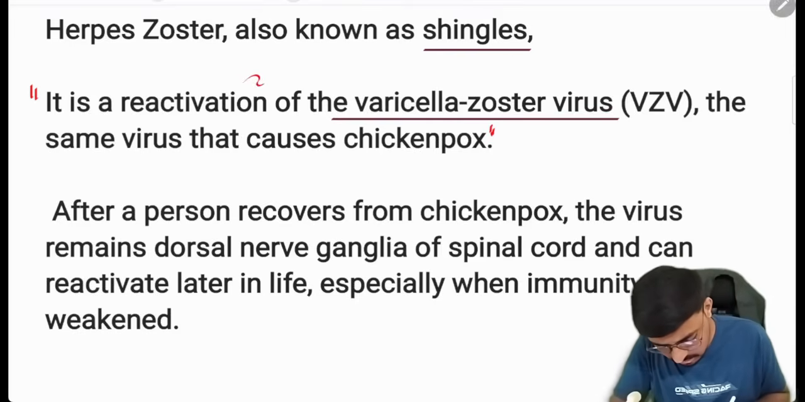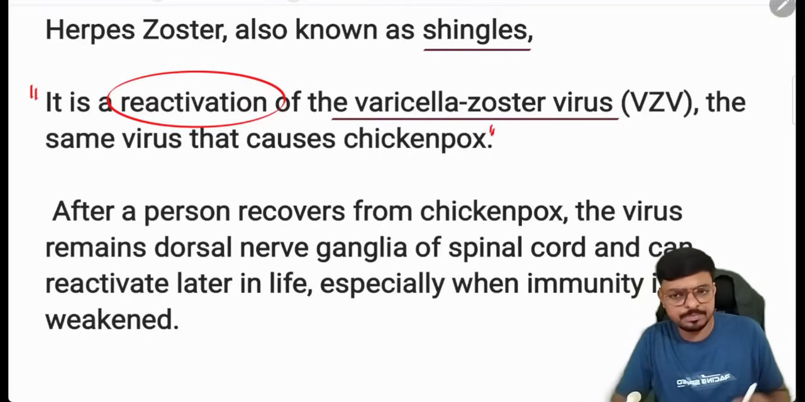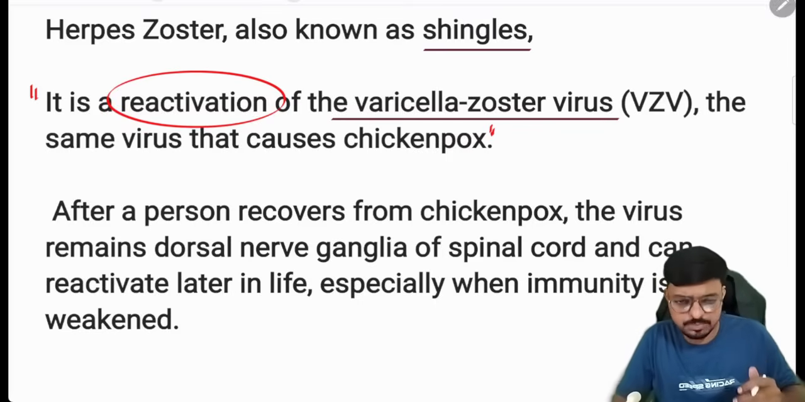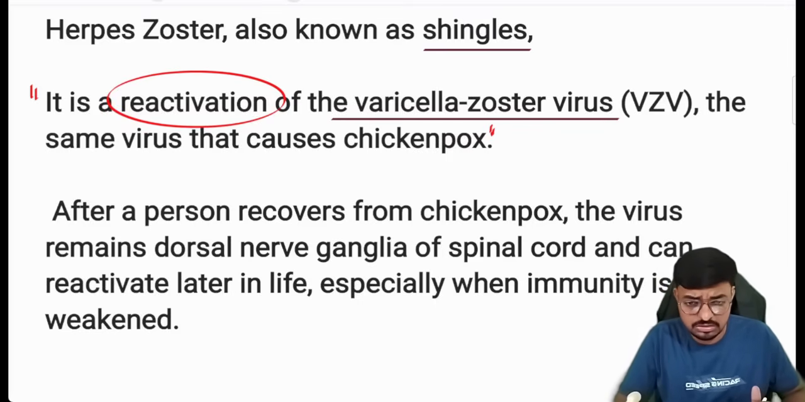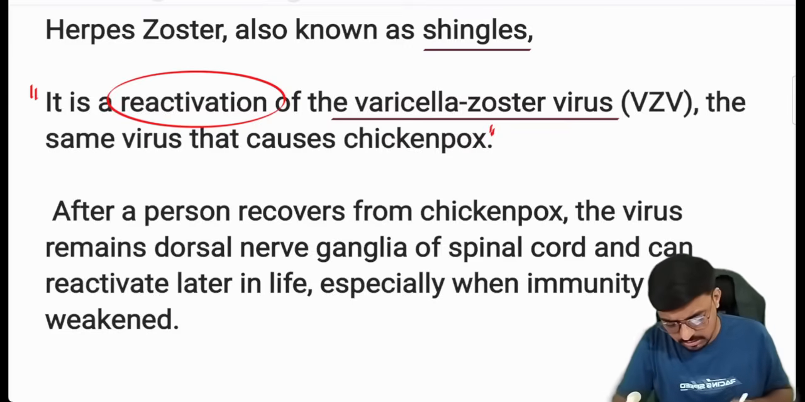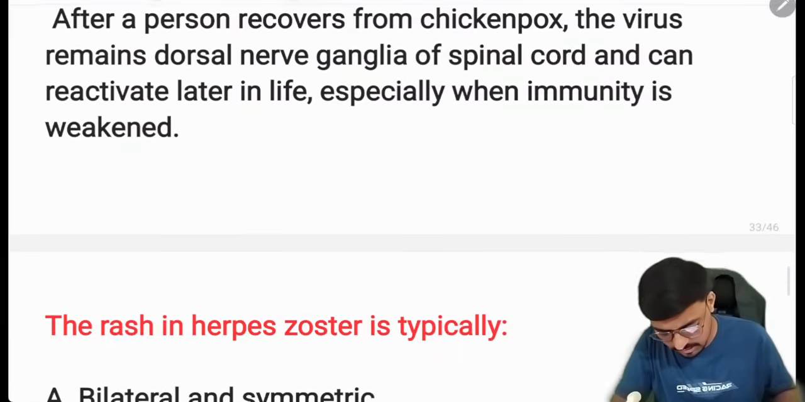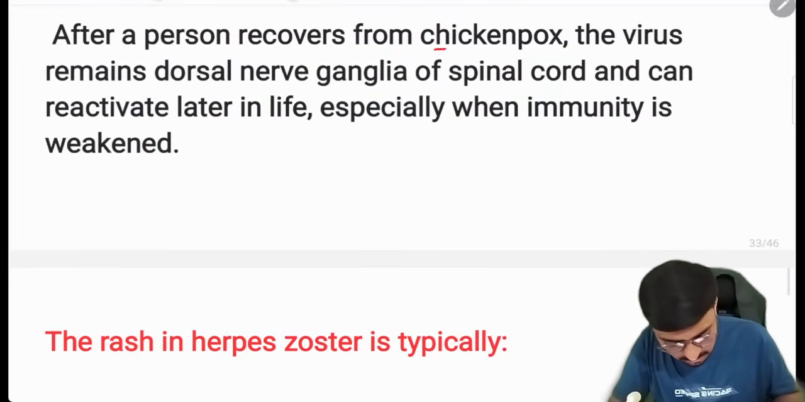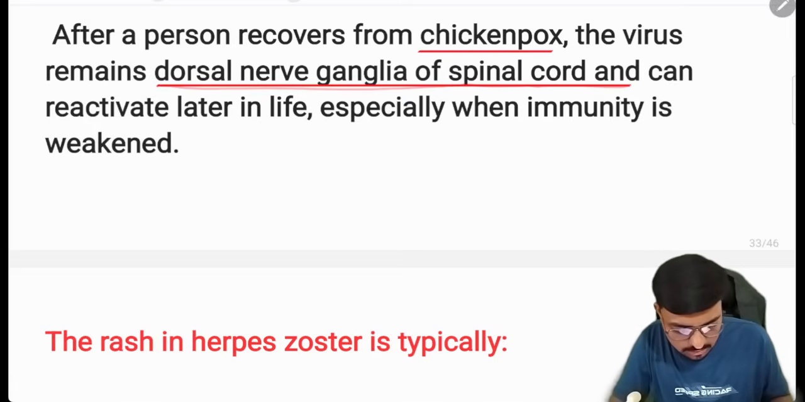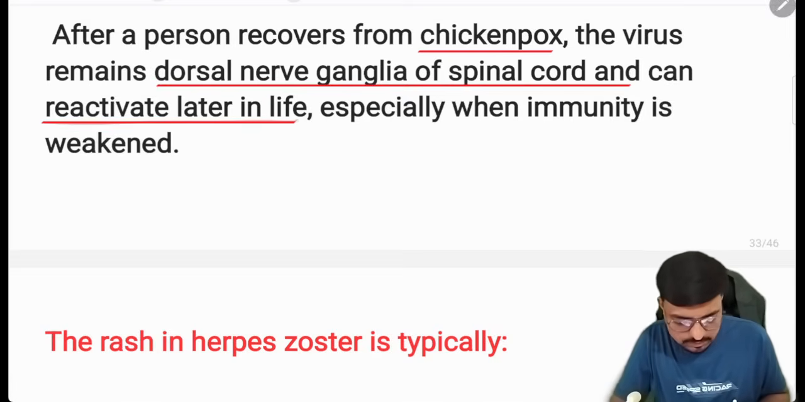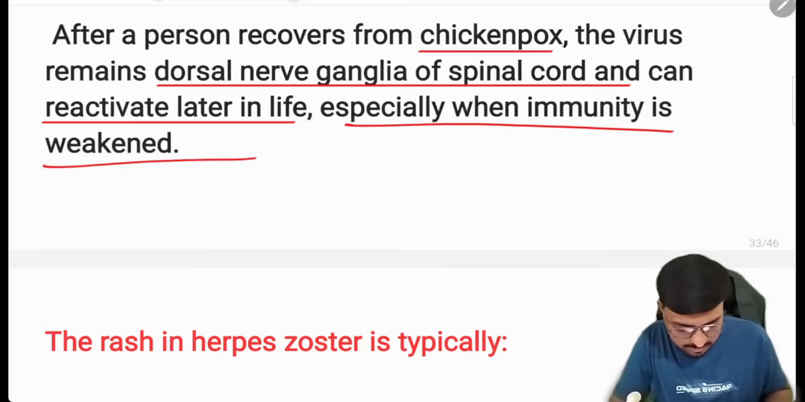It is a reactivation, meaning chickenpox happened, and after recovery this VZV virus gets stored in the dorsal nerve ganglia of the spinal cord, and whenever there is weakened immunity, it gets reactivated. It is the same virus that causes chickenpox. Very importantly, after a person recovers from chickenpox, the virus remains in the dorsal nerve ganglia of the spinal cord and can be reactivated later in life, especially when the immunity is weakened.